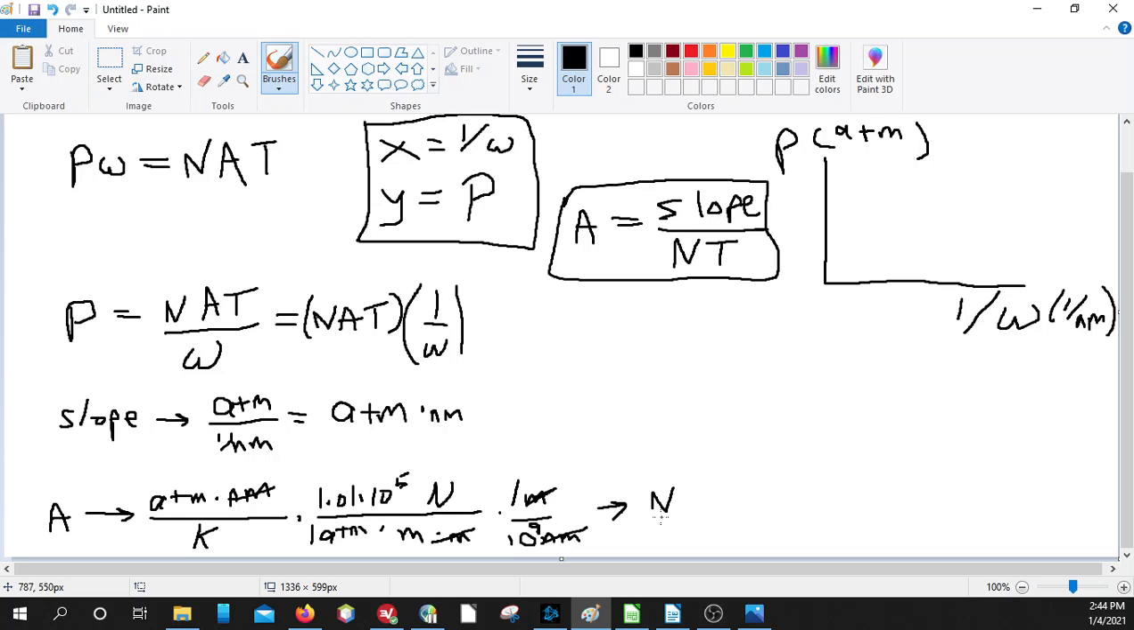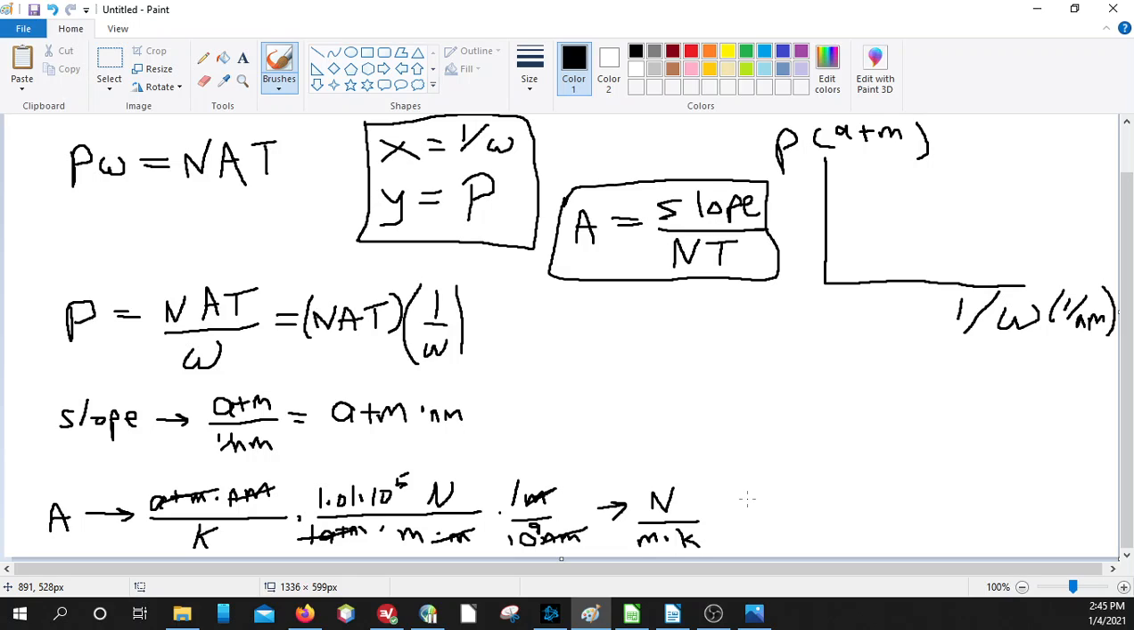Newtons. The units are going to be newtons. Oh yeah, the atmospheres cancel out as well. So what we're left with on top is just newtons. On the bottom, we have meters times Kelvin. So those are going to be the SI units for our constant A: newtons over meter-kelvins. So when I ask for A in the lab report, I want it in these units because those are the basic SI units.